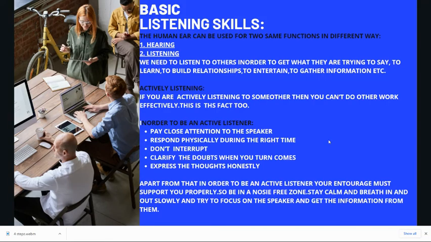Active listening. Like effective communication, listening and active listening. If you are actively listening to someone, then you cannot do any other work effectively. This is the fact too. In order to become an active listener, pay close attention to the speaker, respond physically at the right time, don't interrupt, clarify the doubts whenever your turn comes, and express the thoughts honestly. Apart from that, your surroundings must support you properly. So be in a noise-free zone, stay calm, take a deep breath in and out slowly, and try to focus on the speaker and get the information from them.